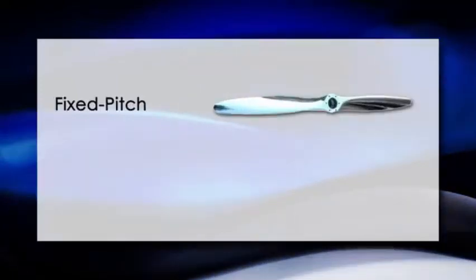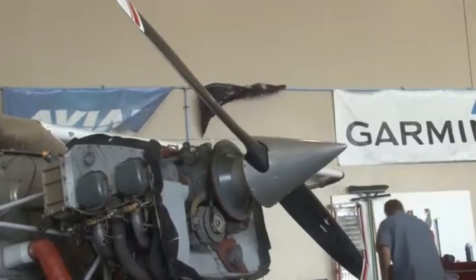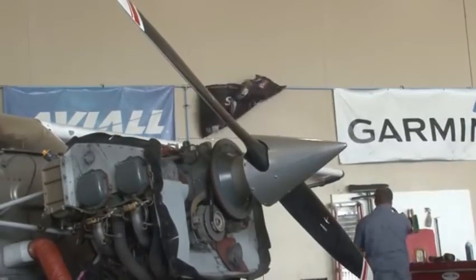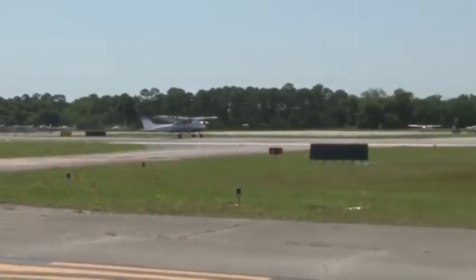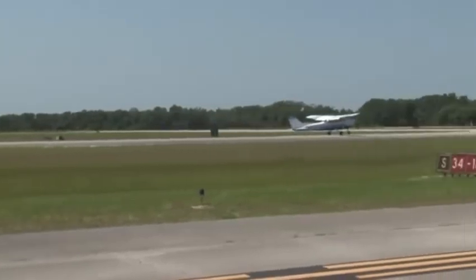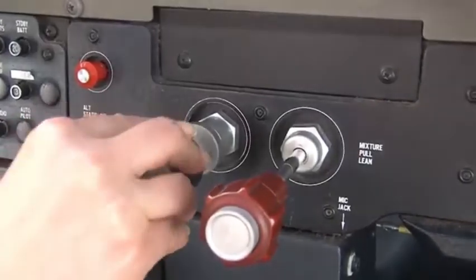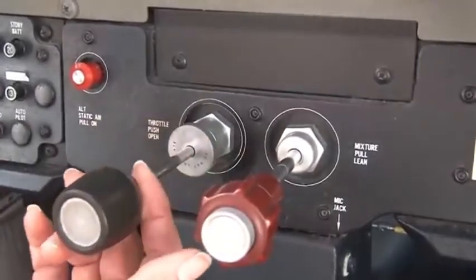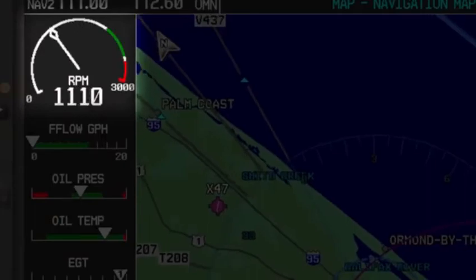There are two major types of propellers: fixed-pitch propellers and constant-speed propellers. The Cessna 172 is equipped with a fixed-pitch propeller. This means that the pilot cannot manipulate the propeller blade. It is installed onto the airplane and will always remain exactly how it was installed. An airplane equipped with a fixed propeller only has the throttle to control the engine RPM and therefore propeller RPM.